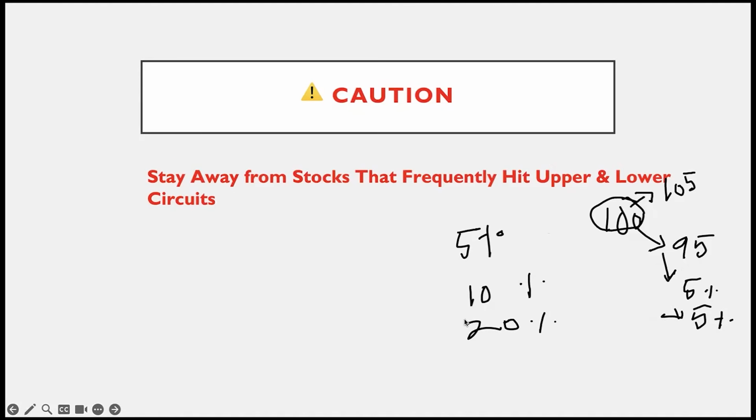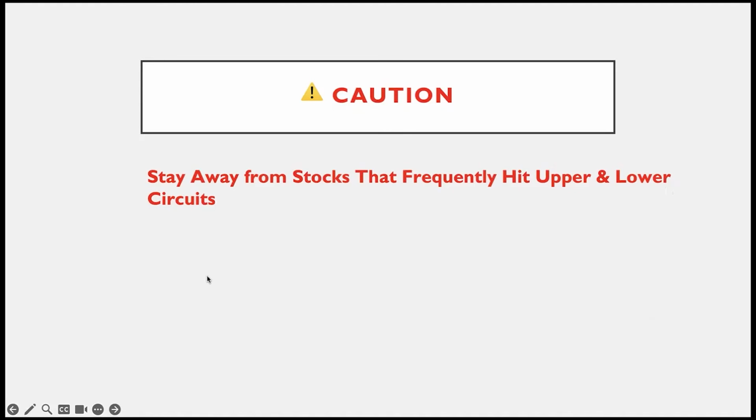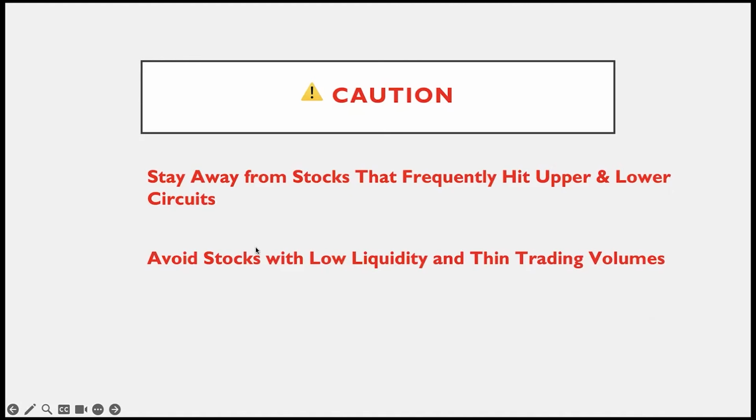I'm giving 5%. Some stocks may be 10%, some stocks may be 20%. I'll show you on the chart how the chart looks. Stocks which hit upper and lower circuit frequently, avoid that, because sometimes you may not get an exit. Sometimes even though you keep a stop loss, you may have to exit lower than the stop loss. Avoid stocks with low liquidity and thin trading volumes, and stay away from pump and dump stocks.